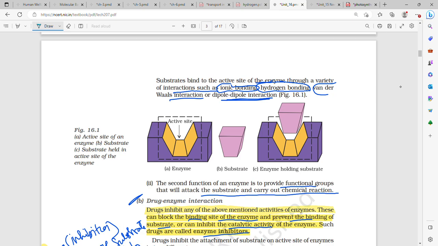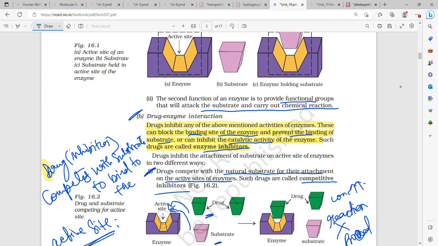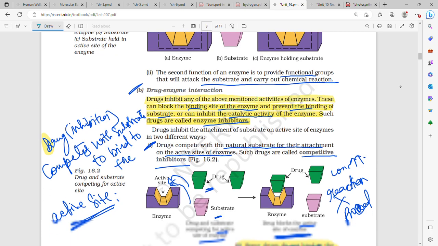That is, the substrate can bind to the active site of the enzyme with the help of ionic bonding, van der Waals forces, or dipole interaction. Then after that, what is the second function? It is to provide a functional group which will attack the substrate and carry out the chemical reaction.